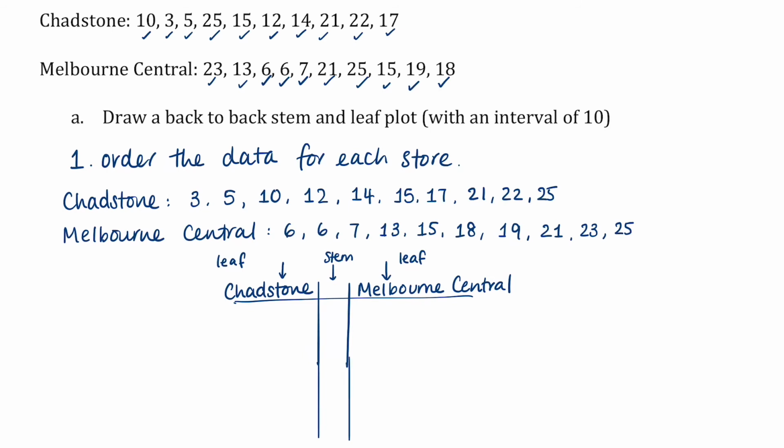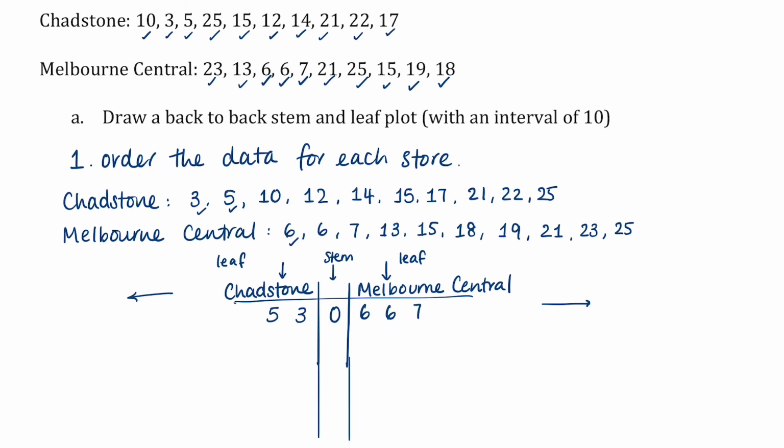So now if we take a look at our first bits of data, we've actually got single digits. So what I'm going to do is in my stem, I'm going to write the number 0. So looking specifically at Chadstone first, my single digits are 3 and 5. So I'm going to write 3 and 5. So it's going in increasing order from right to left. Now looking at Melbourne Central's data, we've got 6, 6 and 7. So in my leaf for Melbourne Central, I'm going to write 6, 6, 7, because our data is going from smallest to largest, so from left to right.